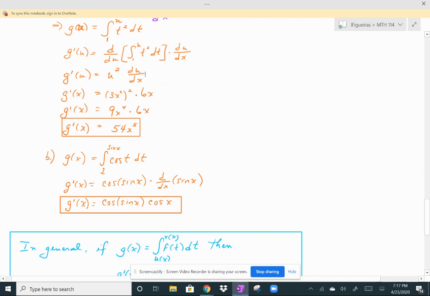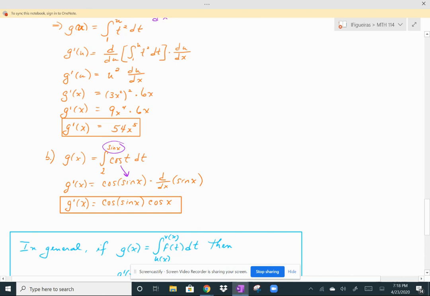Okay, so here's another example. We have g of x is equal to the integral from 2 to sine of x of cosine of t dt. Again, I have something other than just x. My limit is a function. So first you take the derivative of the integral, which is just the cosine of sine of x.